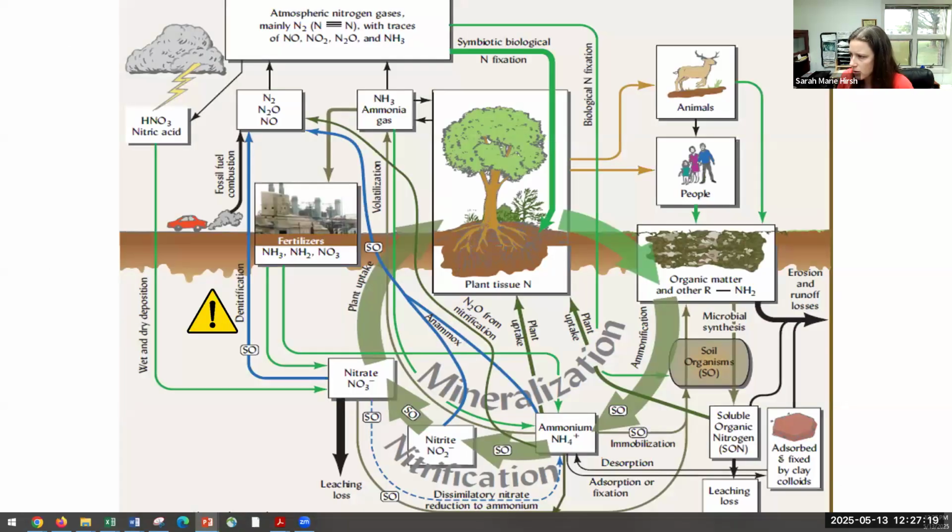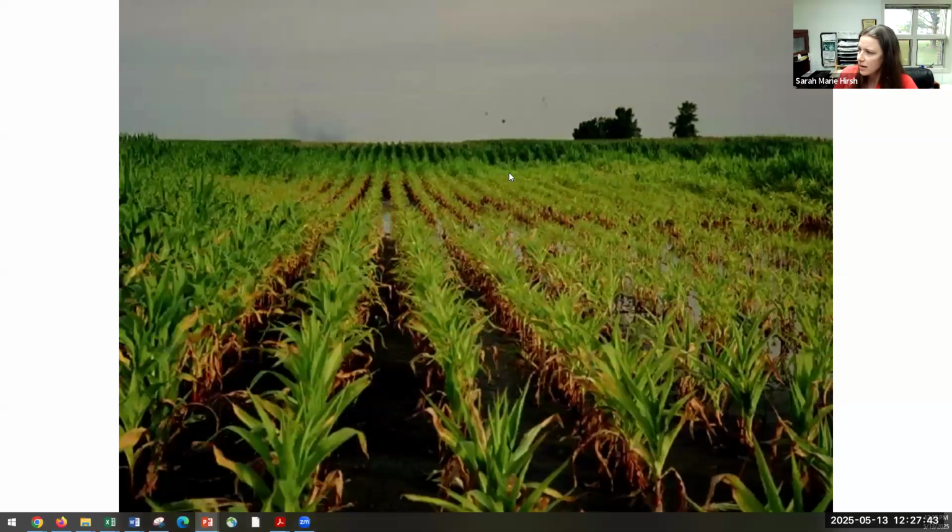If we go back, it's going to be in this form right here, organic matter. It's going to be nitrogen hooked onto some kind of a carbon molecule. So 98% at any given time is going to be in this organic form. And then about 2% at any given time is going to be broken down into these mineral forms, which are taken up by the plant.